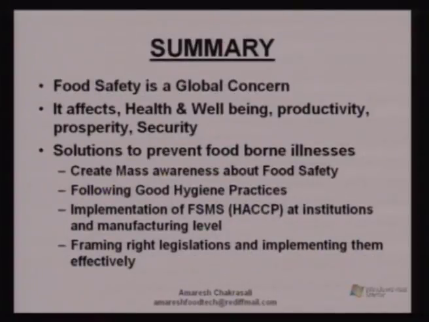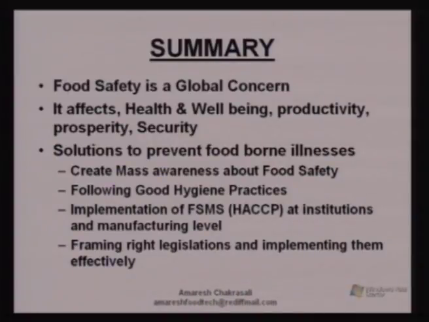Just to summarize, we have discussed food safety in general, and a systematic approach based on hazard analysis and establishing critical control points. It's a global concern. It affects health and well-being, productivity, prosperity and security of countries.